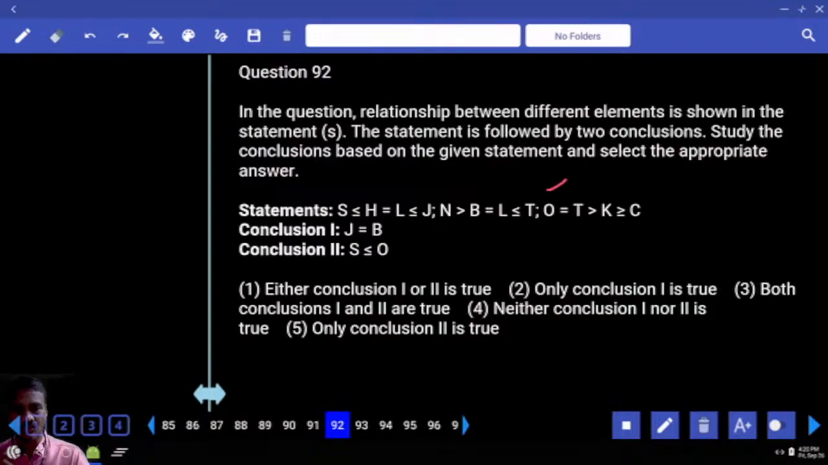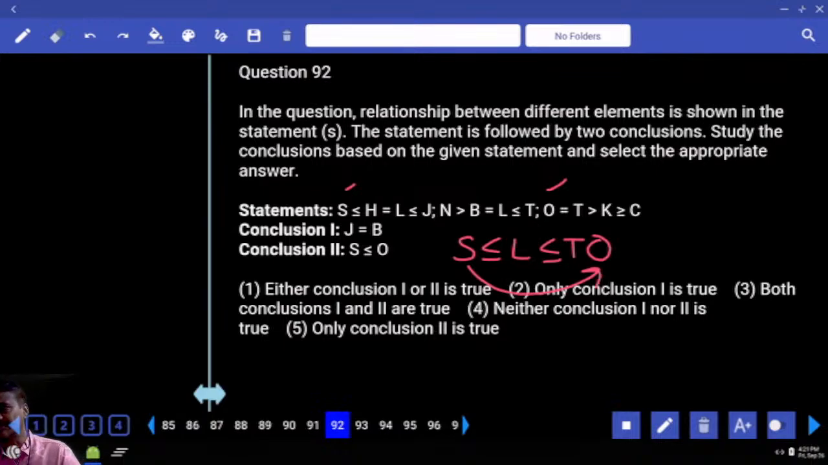S and O. O is here, S is here. Which element is common? No element is common between the first and the third, so directly you need to take the help of the second one. Now from S to first to second, L is common: S lesser than or equals to L, L lesser than or equals to T, and between T and O, O equals to T. Now from S to D, which symbol is common? Lesser than or equals to. And so only choice 5, question number 92.